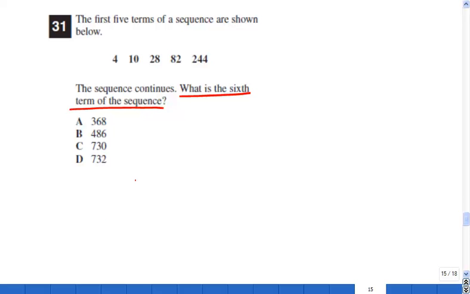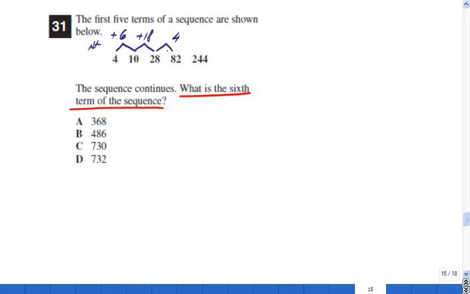Well, first of all, we have to determine what is the relation between the given terms in the sequence. And there are many ways. One way is for you guys to find the first difference here, right? From 4 to 10, you have 6. Positive 6, right? From 10 to 28, you have to add 18. To get from 28 to 82, you have to add 54.